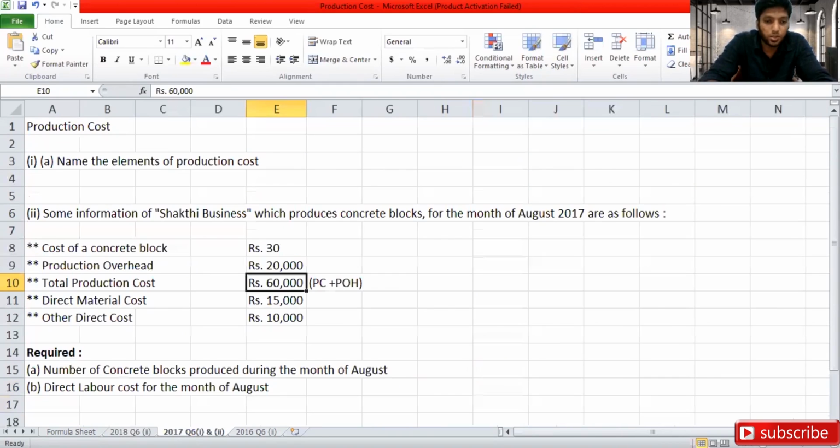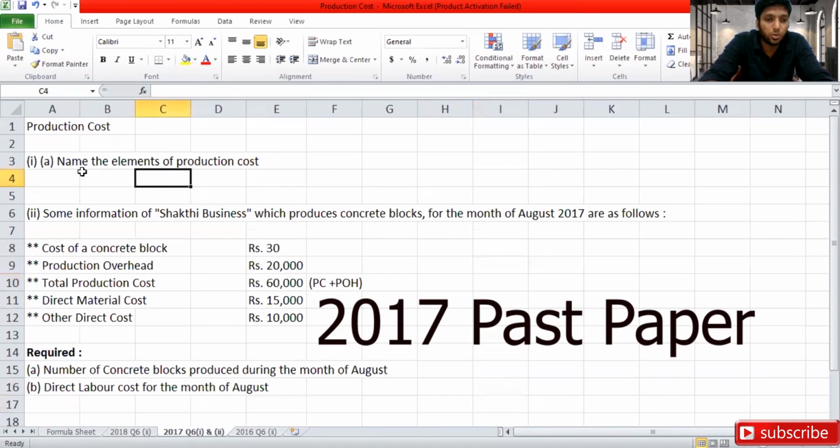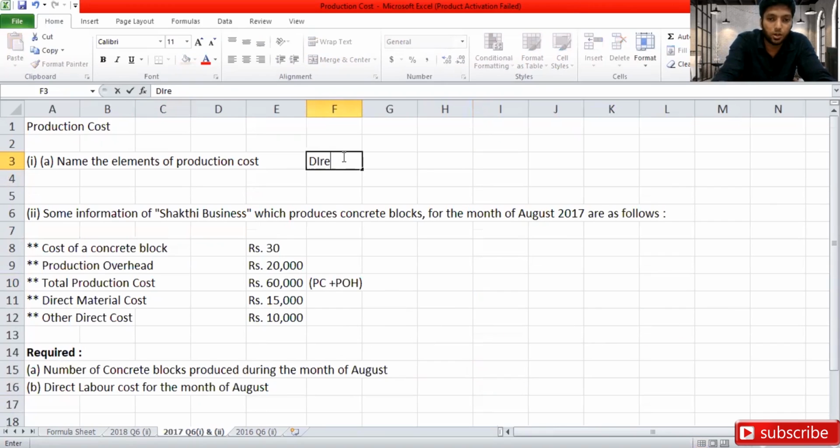Let's move on to 2017. Question number 6, Roman numerals 1 and 2. Name the elements of production cost. It's very straightforward. You can say direct cost and indirect cost. You can also say it as manufacturing prime cost and production overhead cost.